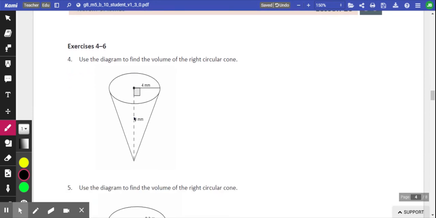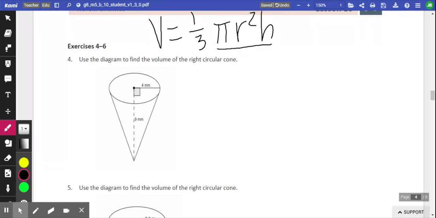All right. And then the last one that I want to look at is number 4. So this is a cone. A cone has a different formula. Volume of a cone is going to be 1/3 pi r squared times the height. So this is the volume of a cylinder, and then you're just going to take 1/3 of that number, because a cone is 1/3 of a cylinder with the same measurements.